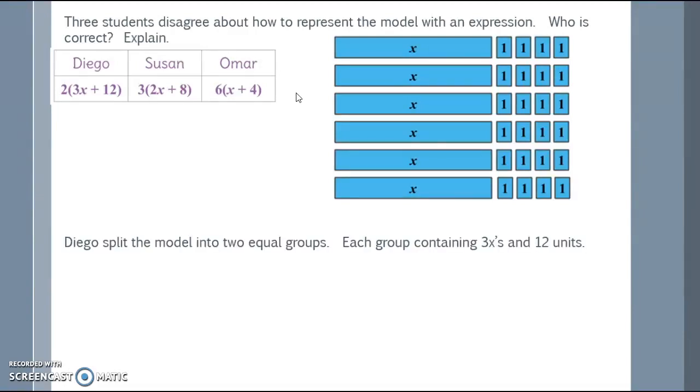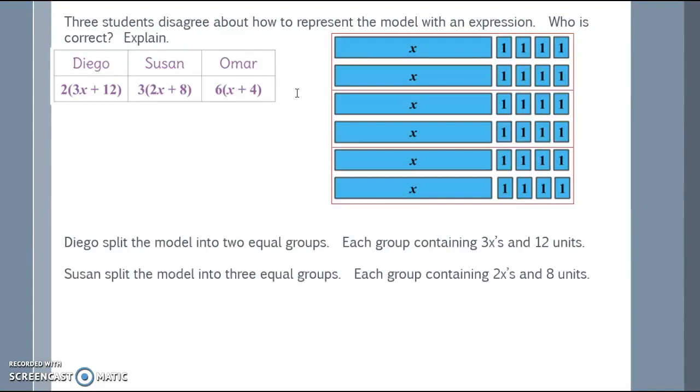Let's see here. Diego split the model into 2 equal groups. Each group contains 3 x's and 12 units. So there I've boxed in the 3 x's and 12 units.